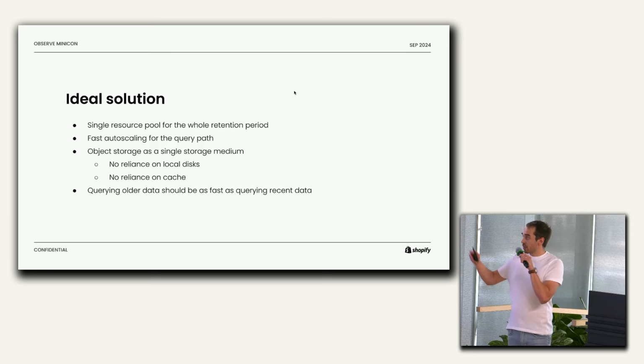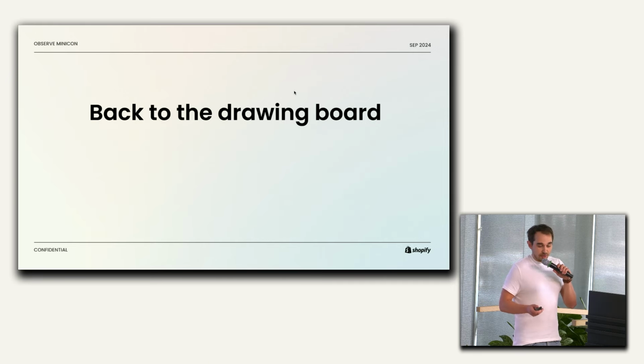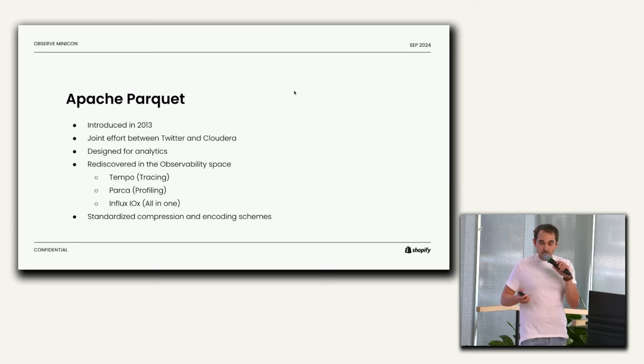Right, so with these goals in mind, we knew that we had to go back to the drawing board, or rather the research board. And while doing research, we rediscovered this format that is not really new. It's been out there for more than 10 years, came out of the Hadoop ecosystem, used a lot in the Spark project and so on. Namely, the Parquet format is a columnar format that's used for a lot of analytics use cases.